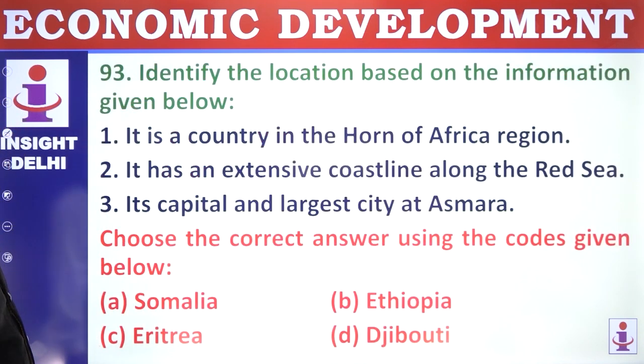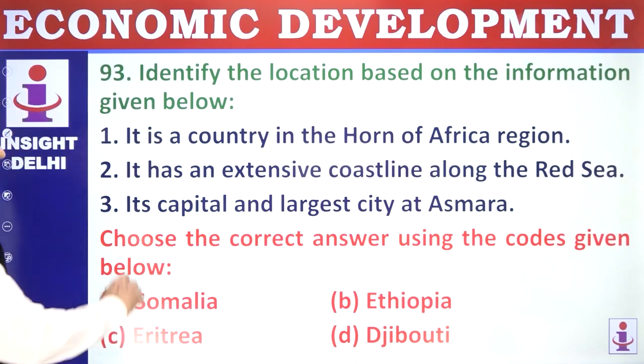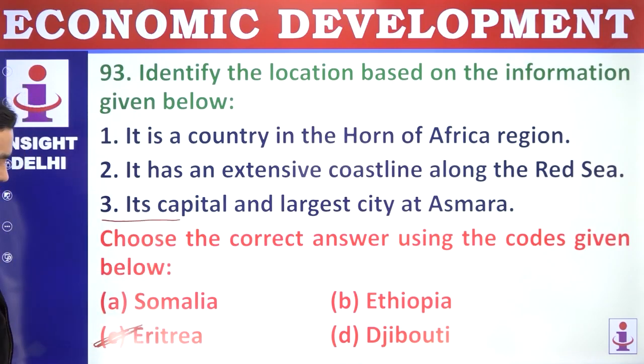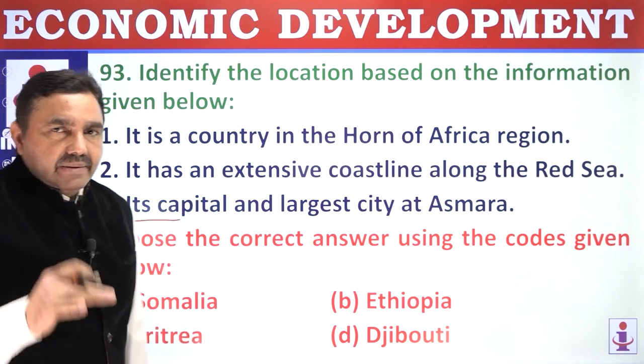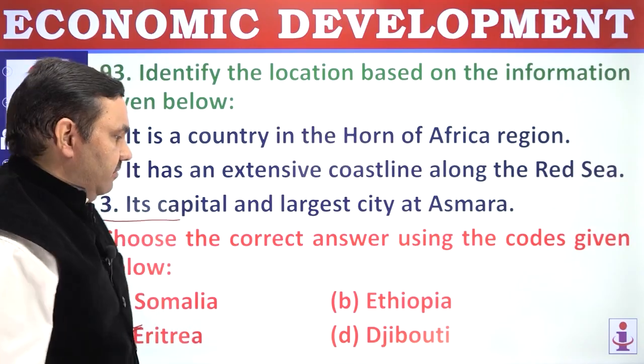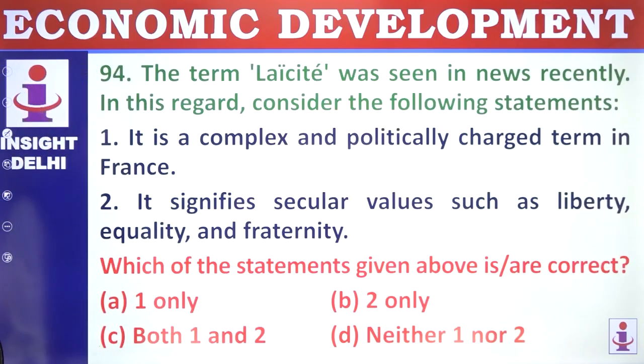Identify the location based on the information. It is a country in the Horn of Africa region. Horn of Africa, which one? Eritrea. It has an extensive coastline along the Red Sea, this is correct. Capital is Asmara, so this is Eritrea. Last colony to be liberated. So remember about Eritrea, it was the last colony to be liberated in 1993 from Italian and British colonial rule.